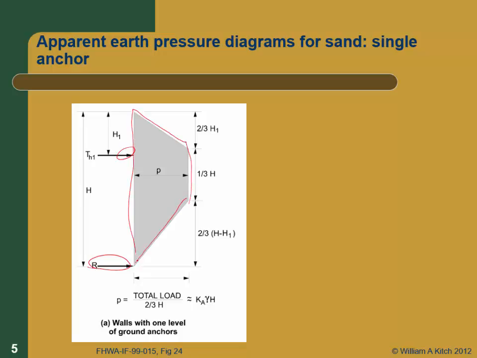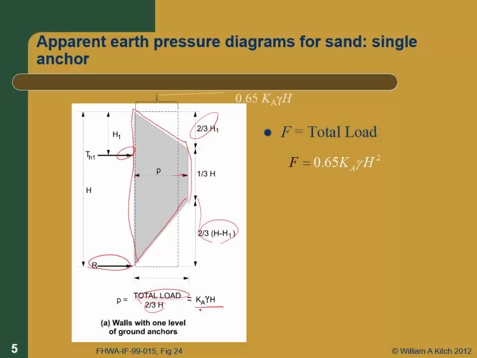It's this trapezoidal one, where the first break point is 2/3 of the height, the depth of the first anchor, and the second break point is 2/3 of the way up from the bottom, between the bottom and the anchor location. And then the maximum stress in this earth pressure diagram is equal to what they call the total load divided by 2/3 times H, which they say is approximately equal to Ka gamma H, which sounds pretty fishy. So let's go back and look at that.